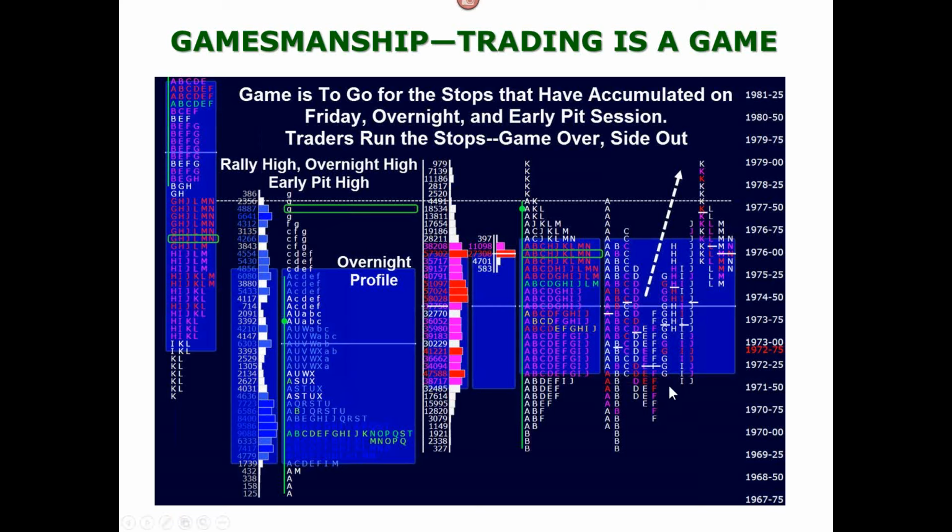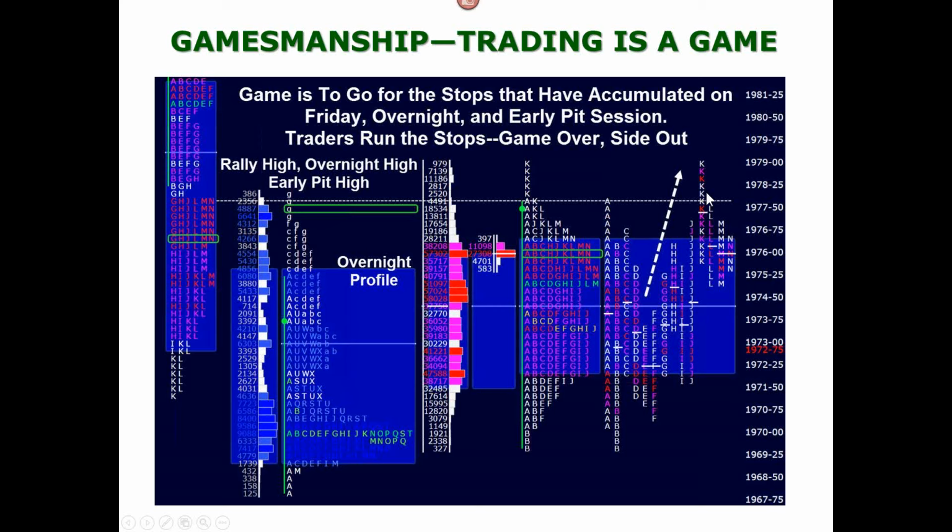And J period cannot take it out. Following J period, what happens? The market rallies back up, a fast rally in J period. K period comes up and gets what it does. Remember these stops we were talking about? I saw them on Friday, saw them over the weekend.